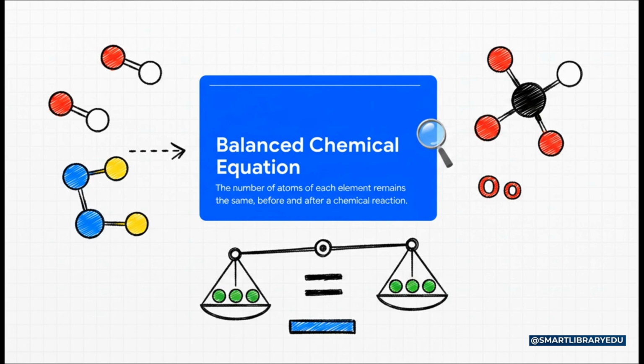Think of it like a strict accounting system for atoms. We have to make sure the number of atoms for each element on the left side, what we call the reactants, perfectly matches the number on the right side, the products.